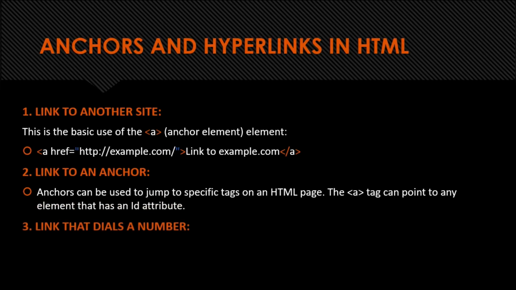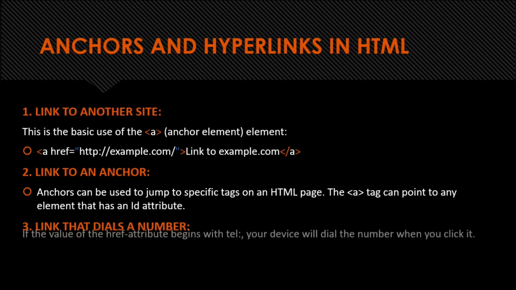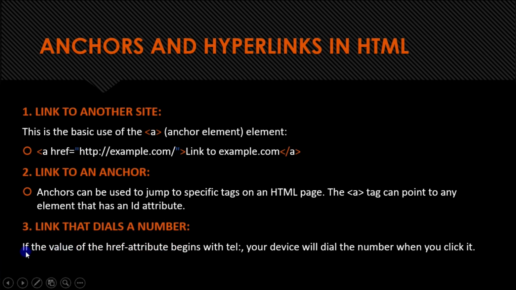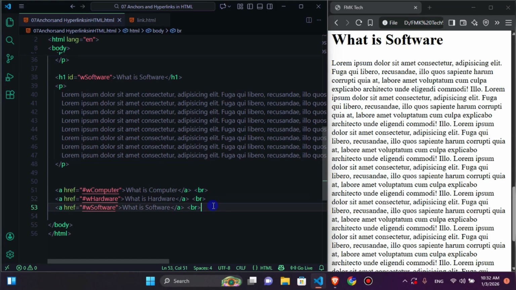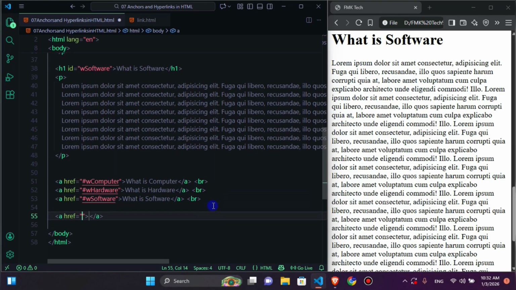And third, a link that dials a number. If you want a link that should dial a number, for that we can use the a tag as well. If the value of the href attribute begins with TEL, your device will dial the number when you click it, like this. A href, first you have to use this TEL attribute that we have got here. For example, I just want to make a link with my mobile phone number, and remember this, that it works really well on mobile phones, not on laptops.